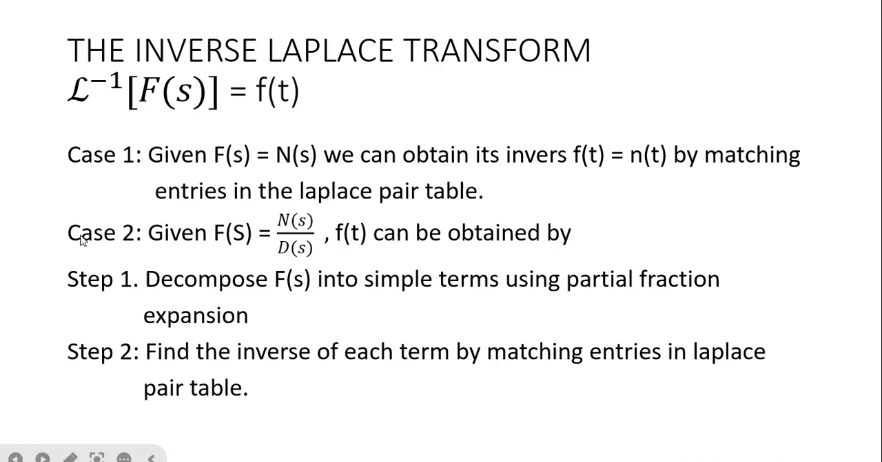Then we have case two. If you have a function of this form as a polynomial, a function in the form of a partial fraction, so this f of t can be obtained by what? First step, decompose the function F of s into simple terms using the partial fraction expansion. Then step two, find the inverse of each term by matching the entries in the Laplace pair table. What do we mean by this? As we move deeply into this class, we'll get to understand what we mean here.